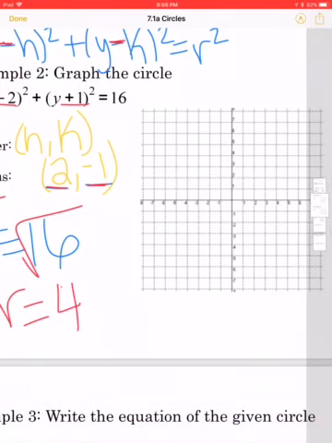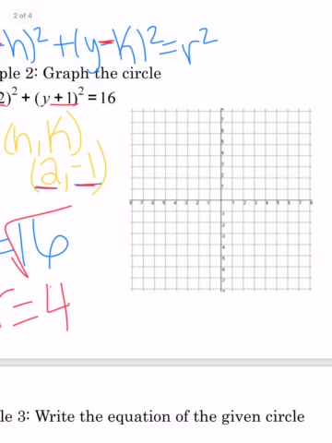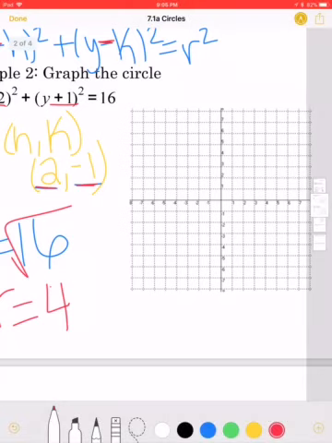So I'm going to start by graphing my center at 2, negative 1. So that's to the right 2, down 1. And then a radius of 4 means I'll go up 4, to the left 4, down 4, and to the right 4 from the center. And then I'll use those 4 points to draw my circle.